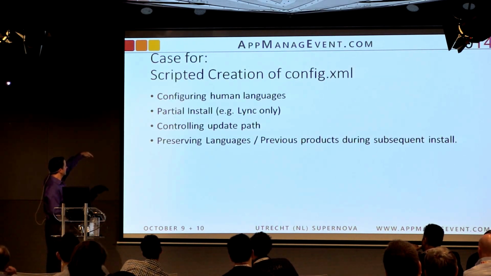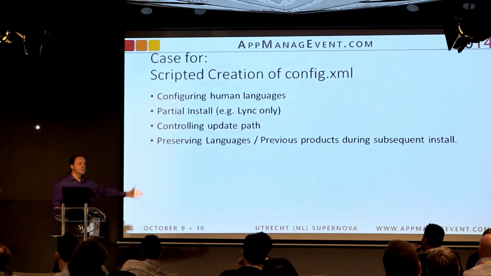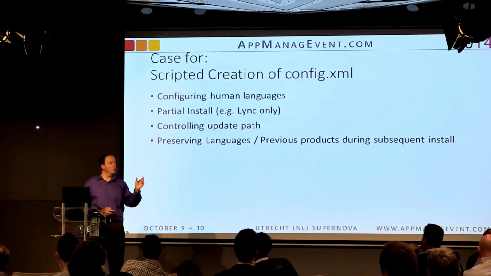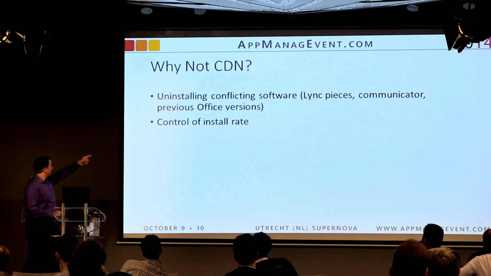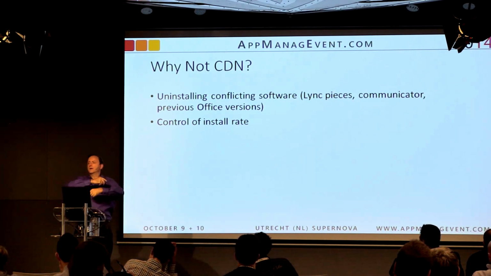I'm not going to go through this list because it's basically all these downsides, batteries not included, which are the reasons why it makes sense to dynamically generate the config XML file that the whole setup.exe runs off of. Uninstalling conflicting software. The CDN is Microsoft's; point them to Microsoft's global content distribution network and let it roll.